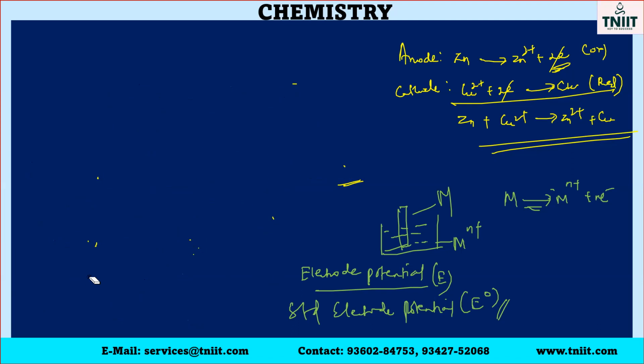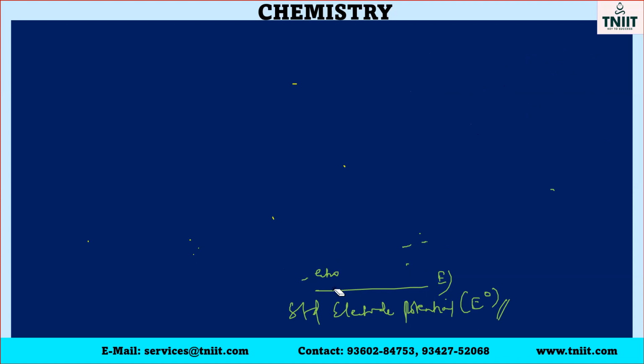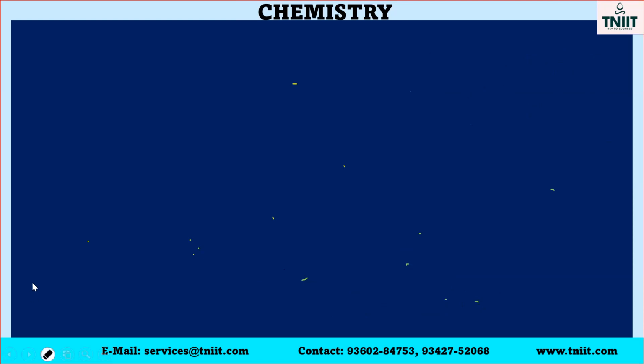Now, coming to the EMF of the cell, how do we measure the EMF of the cell? The EMF of the cell can be measured by the electrode potential of the cathode minus the electrode potential of the anode. So the EMF of the cell, E cell, is calculated by the formula E naught of cell equals E naught of cathode minus E naught of anode.